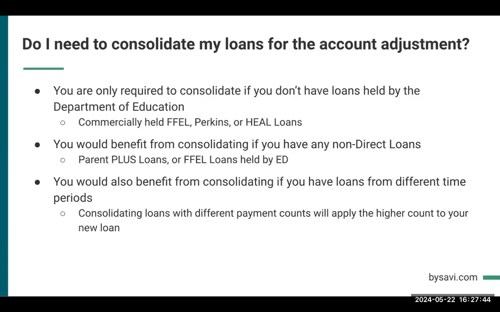So let's say you have a loan with 100 payments and a loan with 50 payments. Typically, those loans would be forgiven individually at separate times. But if you consolidated them together, your new loan would be credited with 100 payments and all your loans would be eligible for forgiveness at the same time. So commercially held FFELP, Perkins, and HEAL loans are required to consolidate. Anyone with FFELP, Perkins, or loans from different times should consolidate to make the most of these benefits.